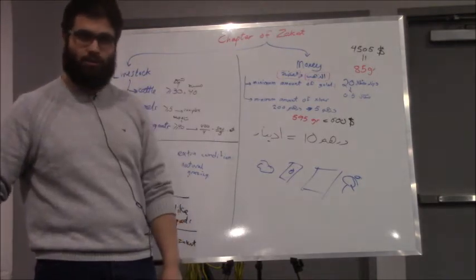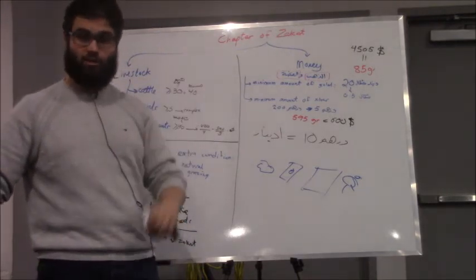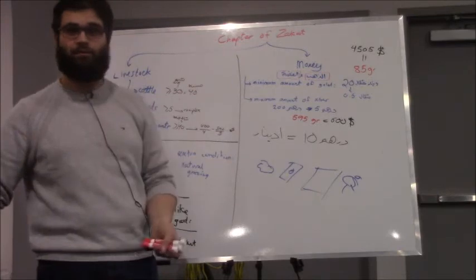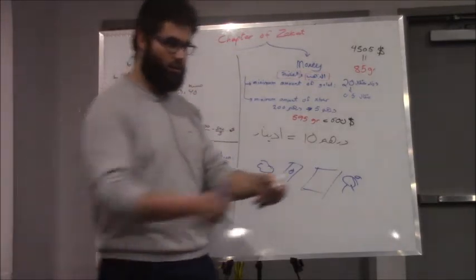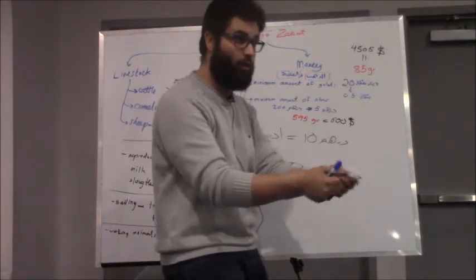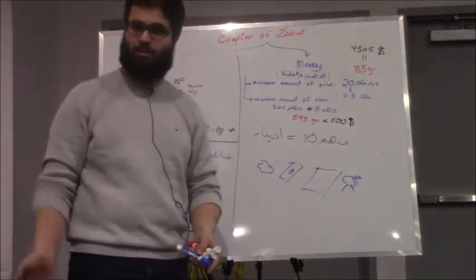You do the math. You look into the value. You see, is it nisab? Is it nisab? Then you have to pay. You have to give zakat from it. You can give zakat in the form of currency, or you can give zakat from the actual asset that you have itself.